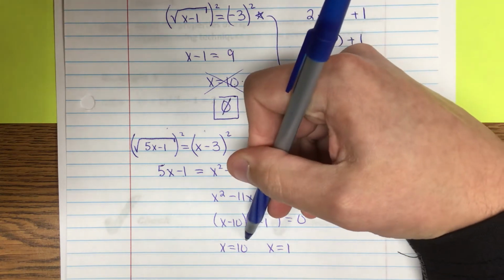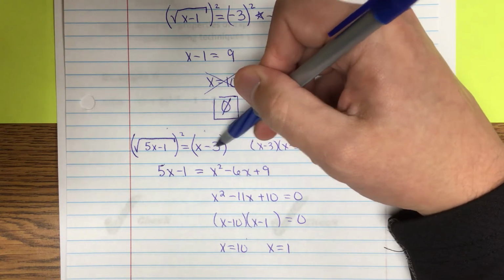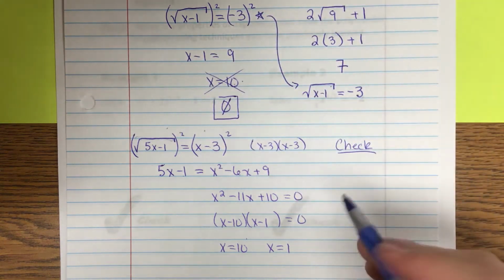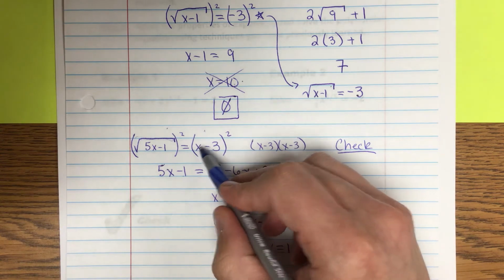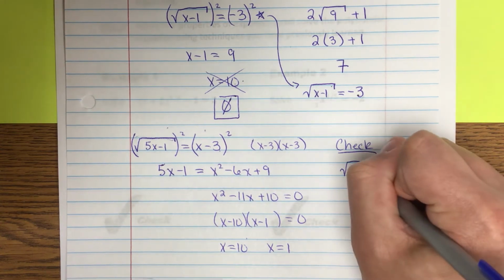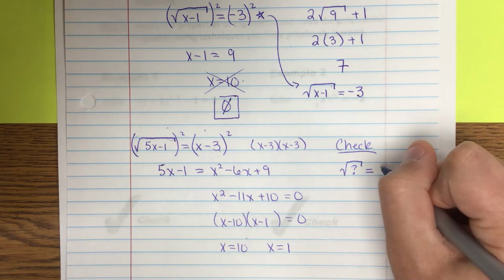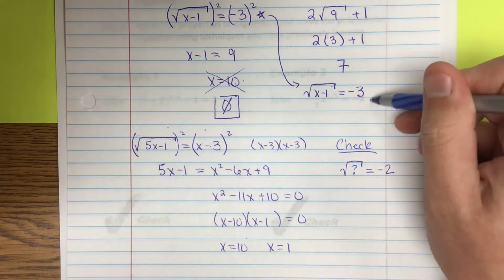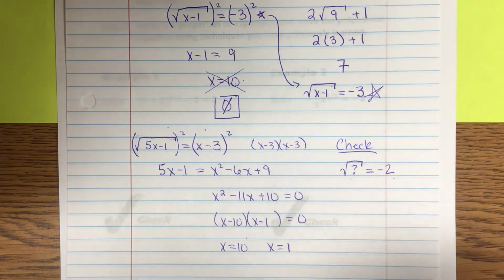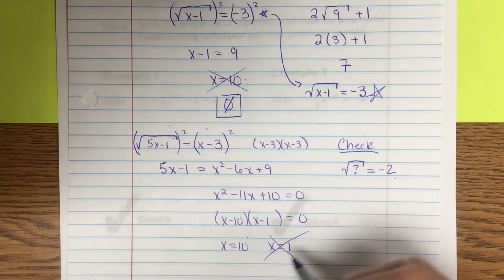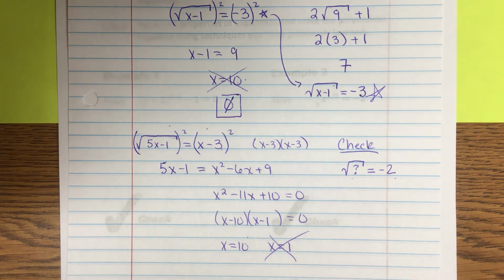So if I plug in a 10, 10 minus 3 is 7. I can take the square root of some number and get back a 7. That's okay. But if I plug in this 1, I get 1 minus 3, which is negative 2. And just like this case right here, I don't want the square root to give me back a negative result. So the 1 is extraneous, and it's one that doesn't actually become a solution. So while I found 2 answers, this only has 1 solution.